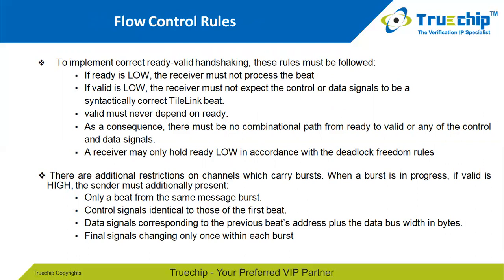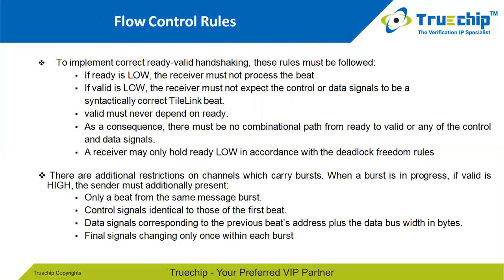Here are the rules. If ready is low, the receiver must not process the beat. If valid is low from the master, the receiver must not accept the control and the data signal to be a syntactically correct TileLink beat. A valid signal must never depend on the ready. As a consequence, there must be no combinational path from ready to valid for any of the control and the data signal. A receiver may hold ready low in accordance with the deadlock freedom rules.